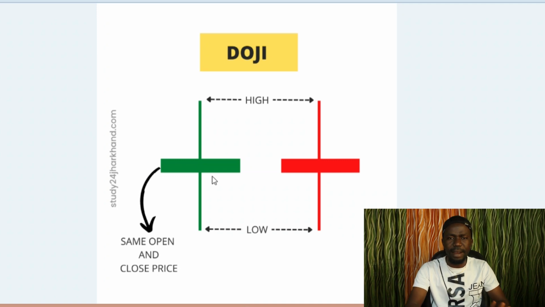So once you identify this sign, it means a Doji. It means that the market is clearly in an indecision. Neither the buyers nor the sellers are active in the market. So once you identify this Doji, you don't have to do anything, right?